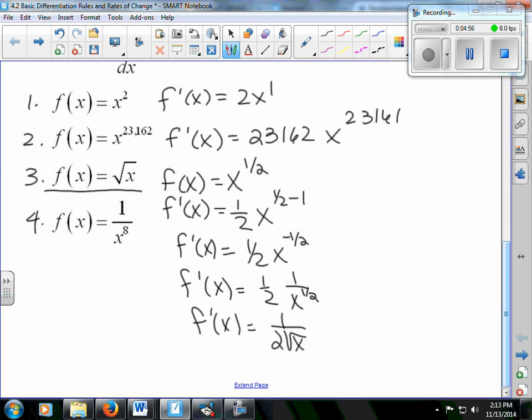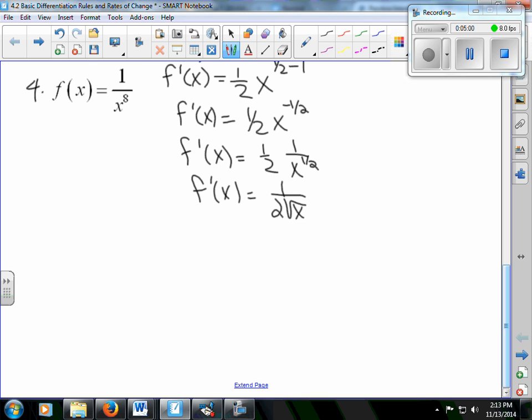But we just did it with half of a page worth of work because we did a limit. And now finally, number 4. Again, you're going to rewrite this because this is a fraction to start with. It's not x to a power. There is an x to a power down here, but I need to rewrite this overall as x to the negative 8 power. Now I'm going to do my power rule when I take the derivative.